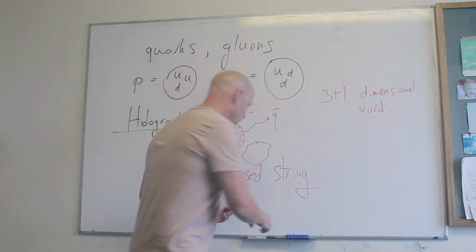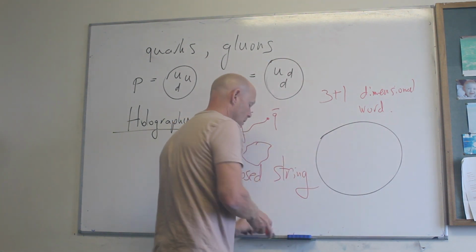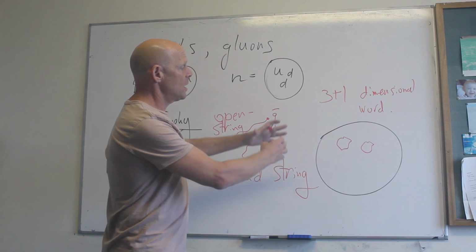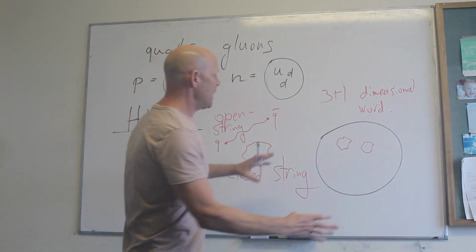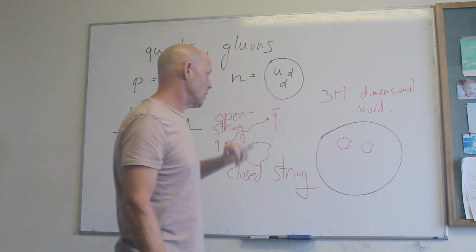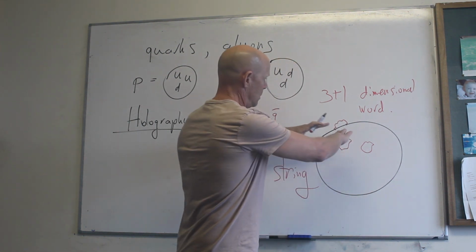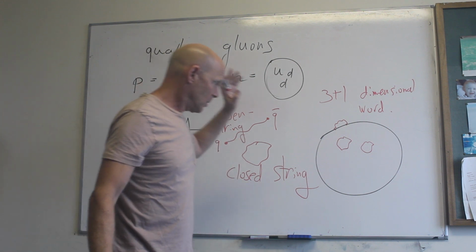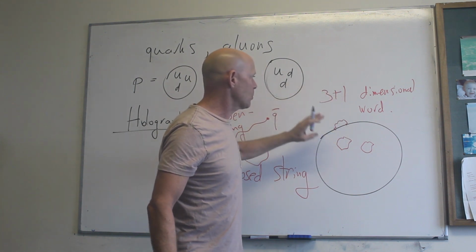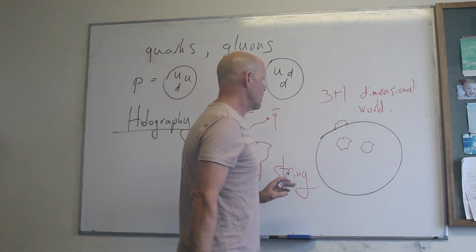So the basic idea in holography is that there are closed strings that propagate in a 10-dimensional world, and the dynamics of the closed strings in this 10-dimensional world is captured on the surface of this manifold, and somehow, well, only the 4-dimensional, 3 plus 1-dimensional part of this 10-dimensional space is relevant.